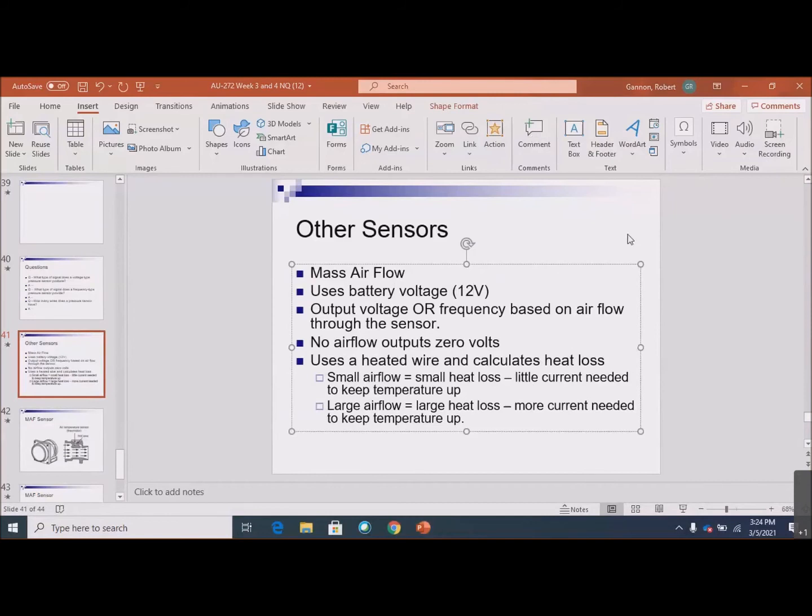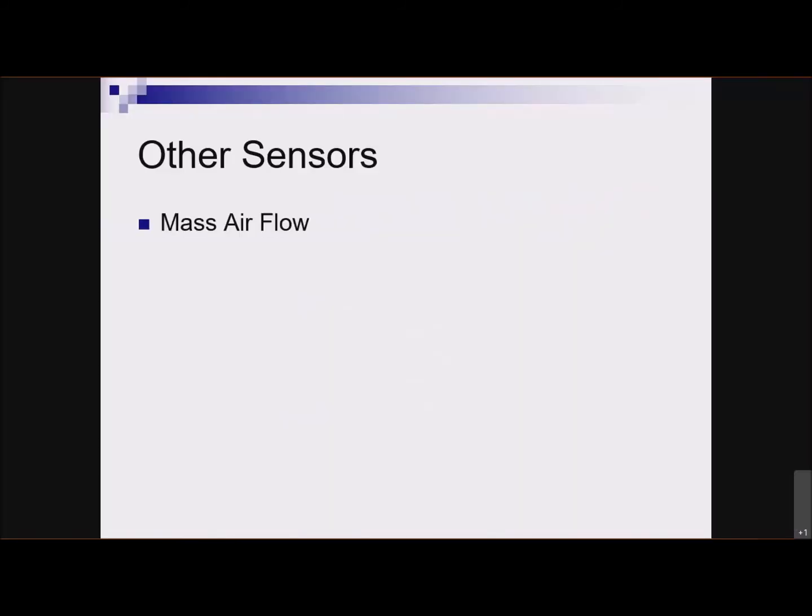So, mass airflow sensor. Let's first talk about what the purpose of this sensor is and where it's located, okay? So it's located in the intake airstream of the engine, usually or frequently on an air inlet hose between the air cleaner and the throttle body.